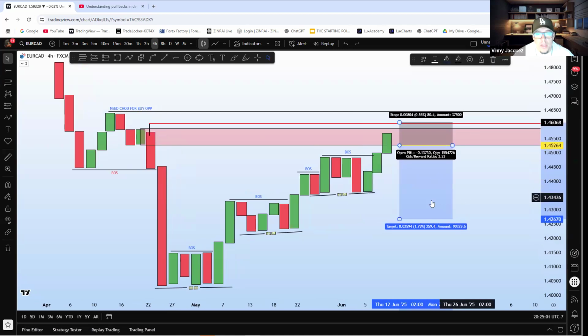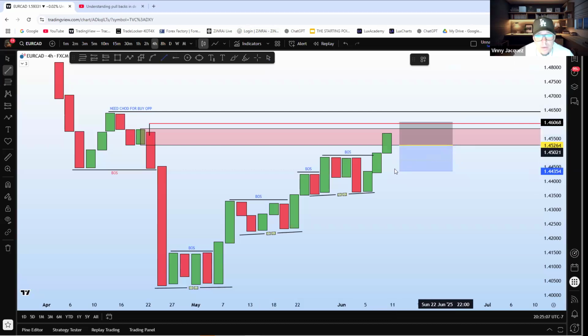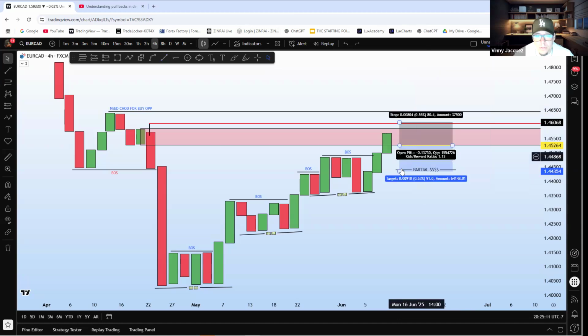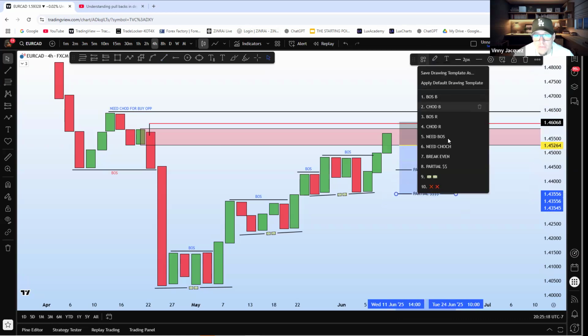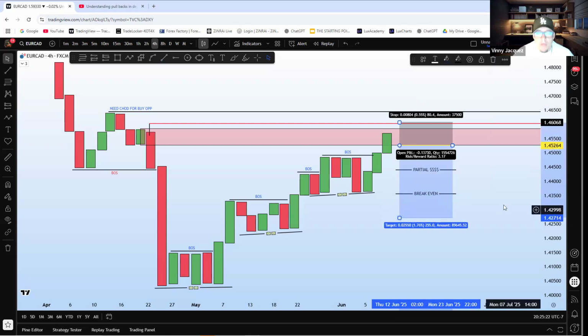And I want to go ahead and use good money management. So at a 1-to-1, I want to have my take partials. At a 1-to-2, I want to have my break even. And at a 1-to-3, I want to have my take profit.